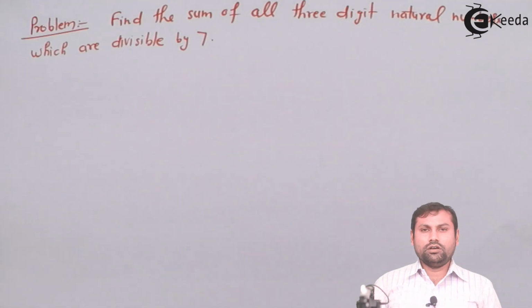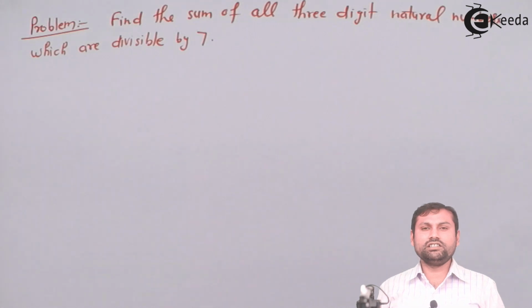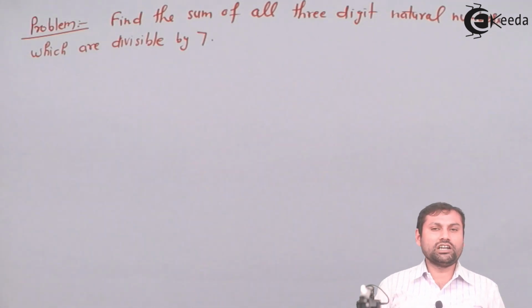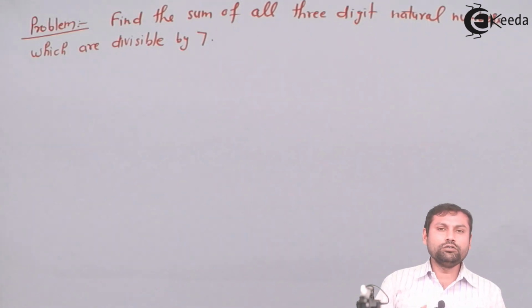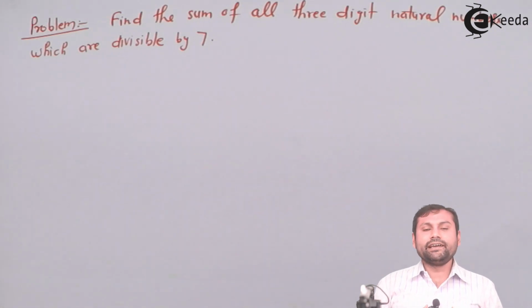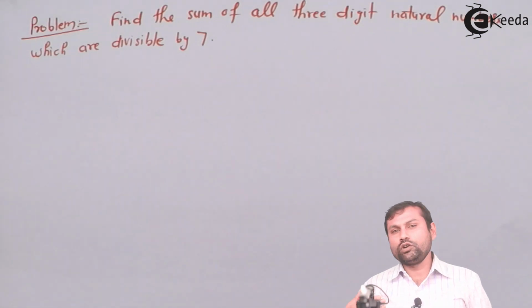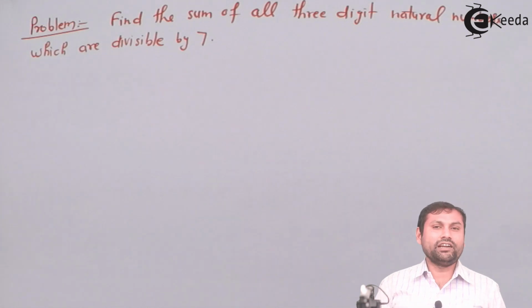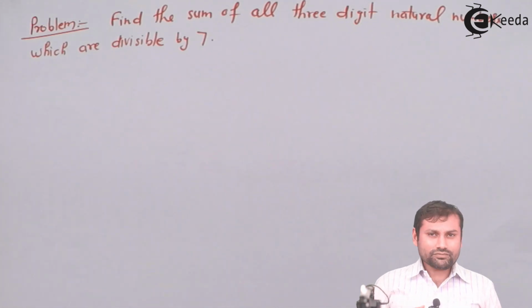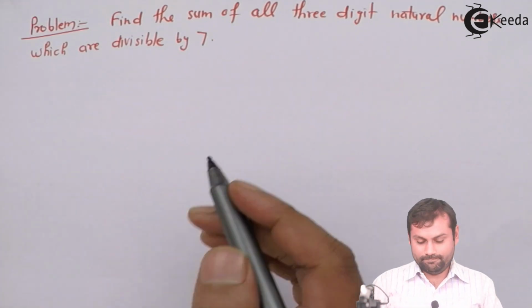Now we need only one thing. If somehow we get how many numbers there are from 105 to 994 which are divisible by 7, we can use the formula Sn equals n by 2 times (first term plus last term). That's it. So how do we get how many numbers are in between 105 and 994? We can find it using the general formula of the nth term.